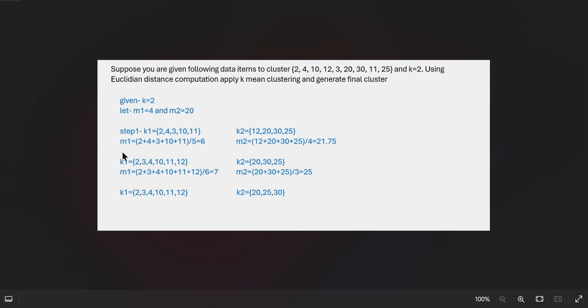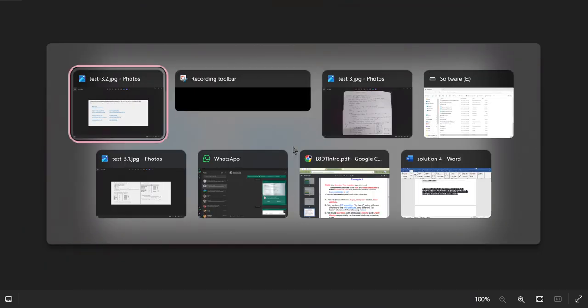Now for K2, K2 is equal to {12, 20, 30, 25}. m2 is equal to 12 plus 20 plus 30 plus 25 divided by 4, which is equal to 21.75. Then for K2 equal to {20, 30, 25}, m2 is equal to 20 plus 30 plus 25 divided by 3, which is equal to 25. Now K2 will be {20, 25, 30}. So K1 is {2, 3, 4, 10, 11, 12} and K2 is {20, 25, 30}. So two clusters are going to form here.